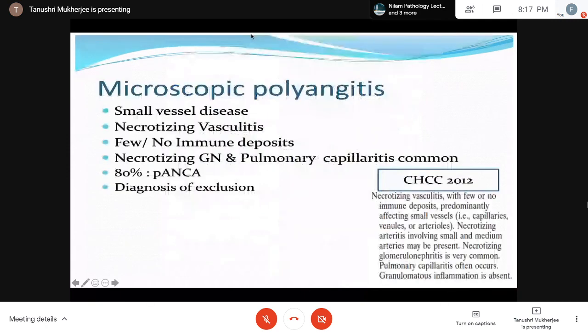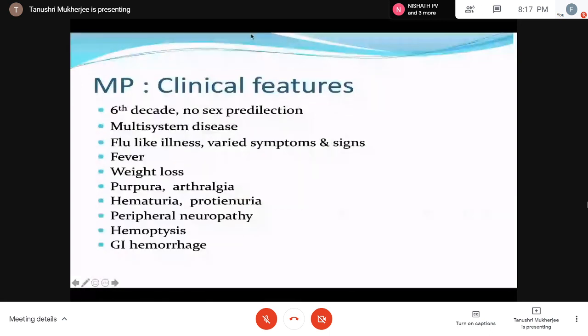So microscopic polyangiitis is a small vessel disease. There's a necrotizing vasculitis, necrotizing glomerulonephritis, and pulmonary capillaritis. 80% is associated with P-ANCA. Seen past the fifth decade with no gender predilection, it is a multi-system disease. There can be hematuria, proteinuria, purpura, hemoptysis, and GI hemorrhage.